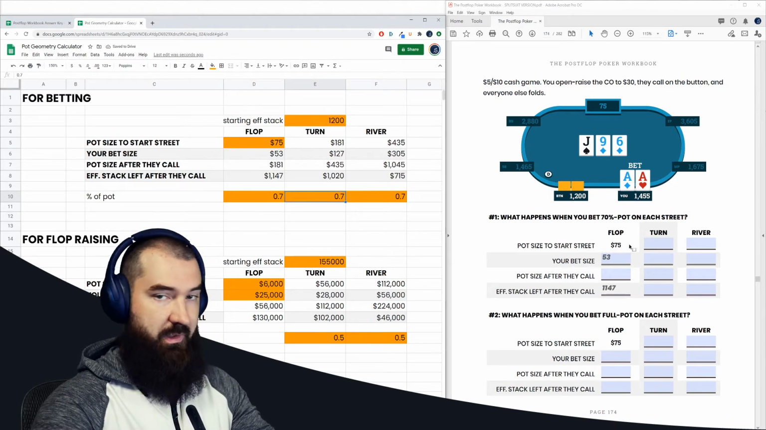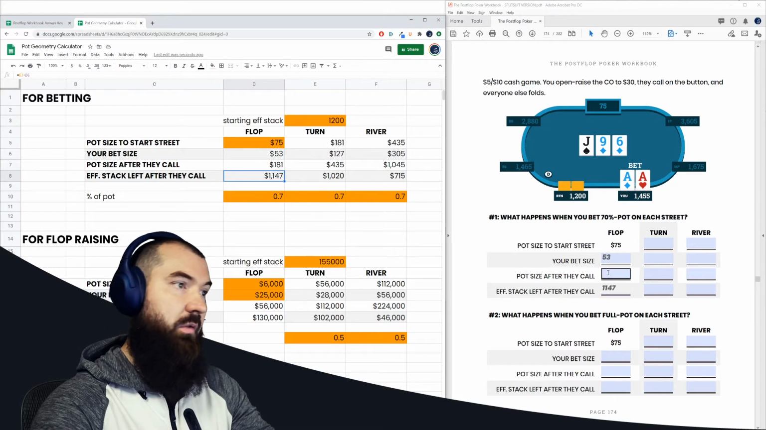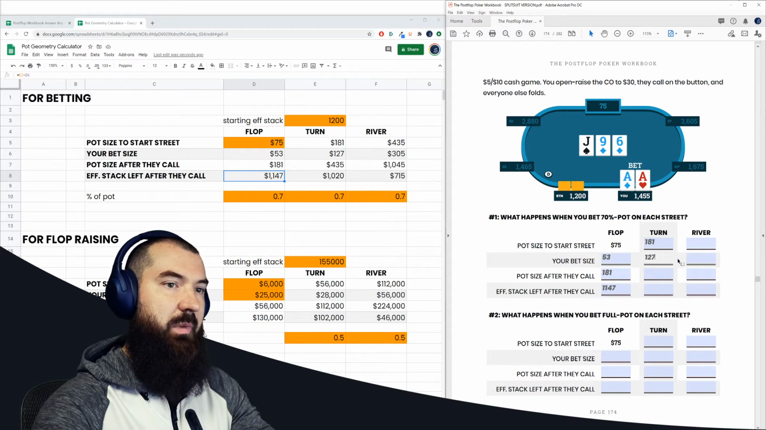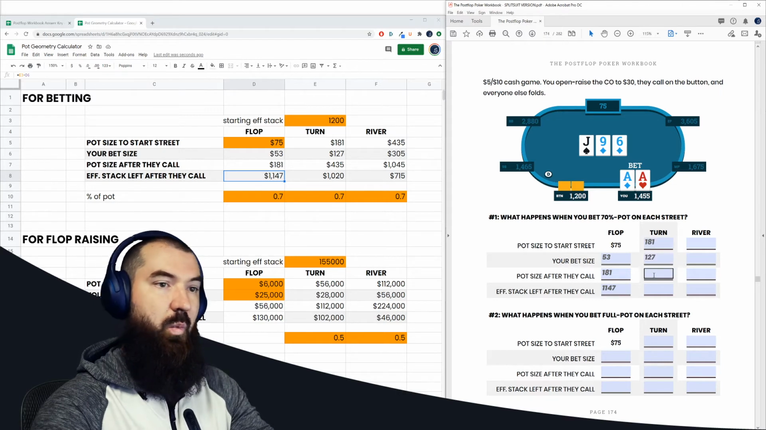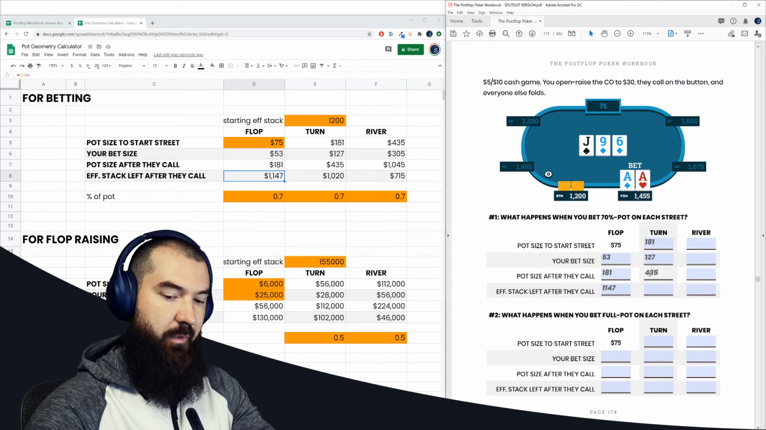Excellent. And you notice that some of the numbers that we already did are already in there, right? 75 at the top, 53 for the bet size, and 1147 for the effective stack left after they call. And then we can just fill in the rest of these. So 181, 181, again, those two numbers are always going to be the same thing. 127, because that's 70% of 181. Again, that number times 2 plus 181 gets us to 435. We know that's going to be the same number.